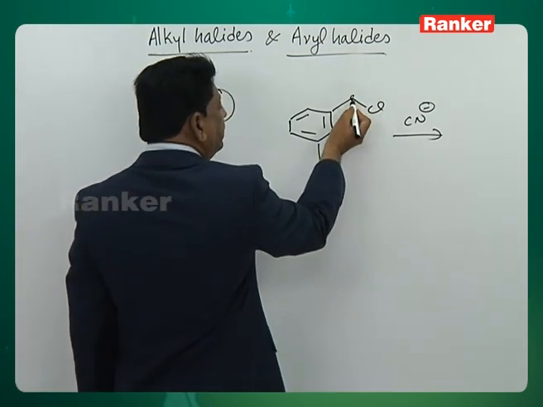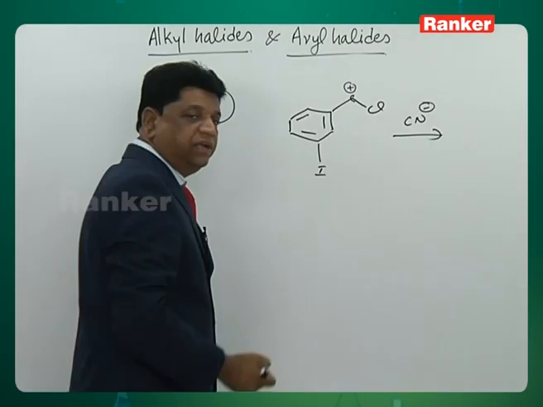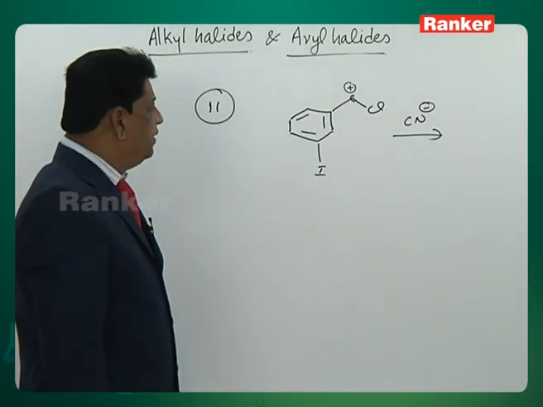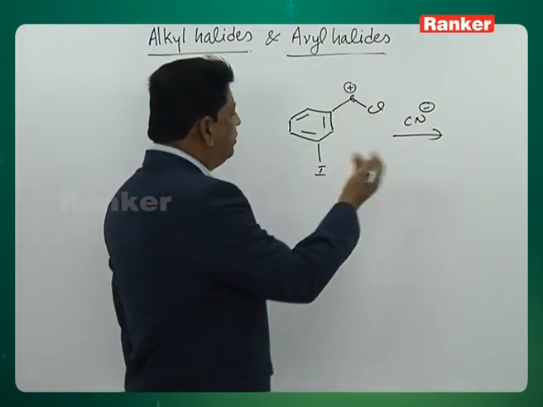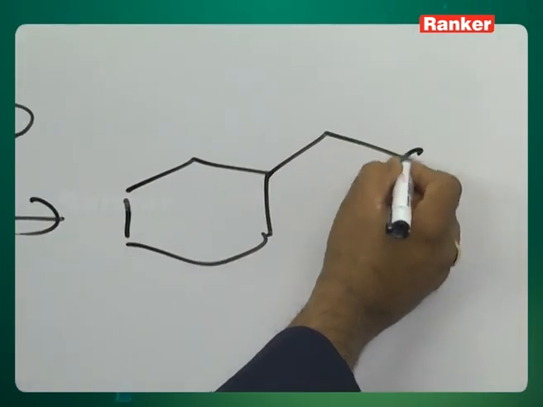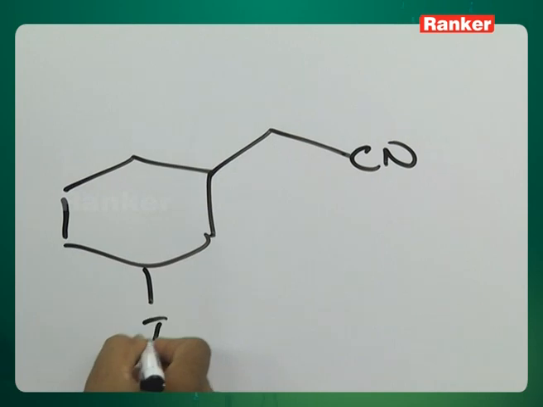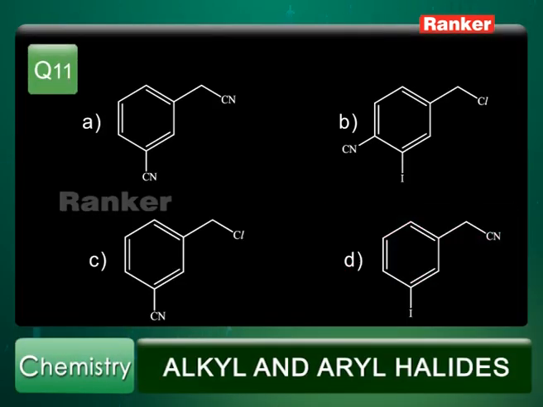The halogen is attached to the benzylic carbon. If the chlorine goes out, you will get a carbocation which is resonance stabilized. So therefore, though it is the chlorine, it will be preferable to substitute. So the cyanide comes in at the benzylic position, and the benzylic cyanide will be the answer. The iodine will be intact. So this is the expected answer. So the answer goes to D therefore.